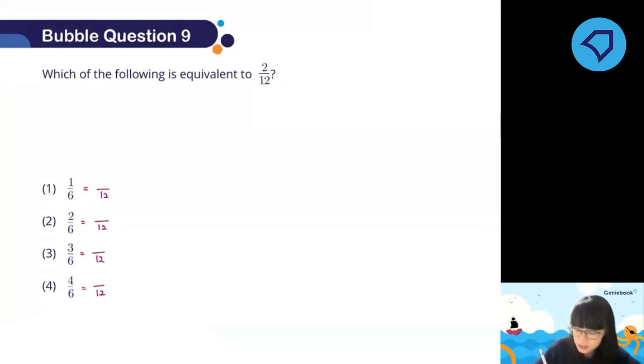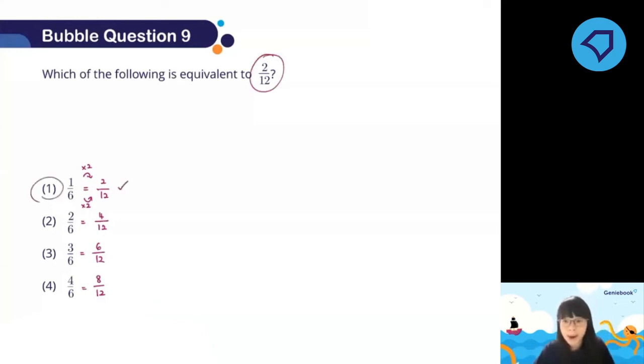So let's take a look over here, okay? The first thing we need to do is to make the denominator to be the same. So from 6 to 12, we need to multiply by 2. So 1 times 2 will give you 2, right? Everything you need to multiply by 2. 2 times 2 is equals to 4. 3 times 2 is equals to 6. And 4 times 2 is equals to 8. Question is asking for 2 over 12. So this should be your correct answer, which is option number 1. Okay, so that's one way in which you can find your equivalent fraction.